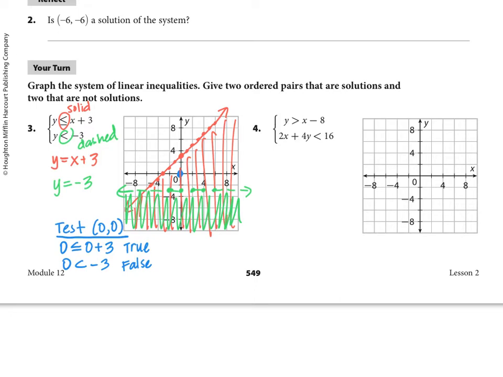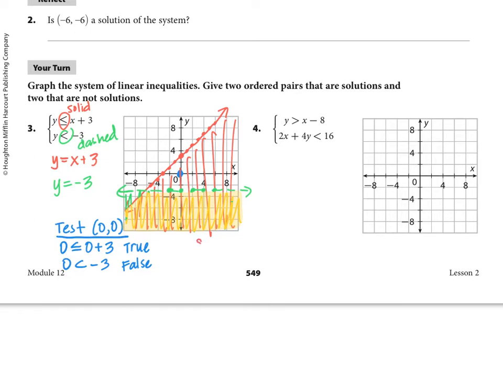But it's going to be something like this. It'll be this area that I'm highlighting in yellow. These are our solutions to the system. Okay, it's where the red and the green overlap.